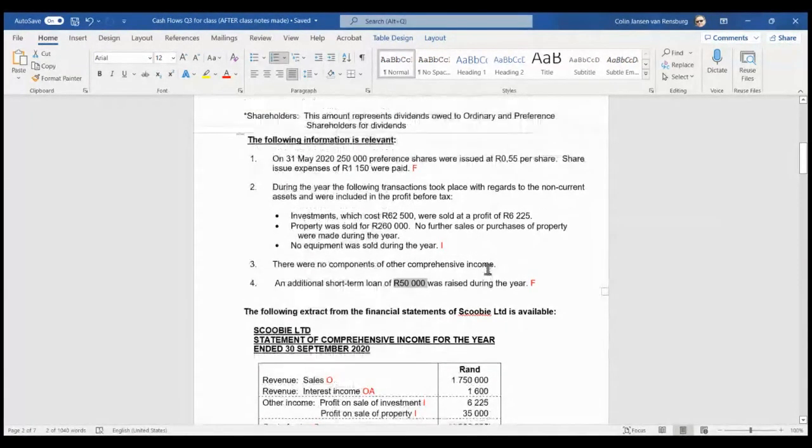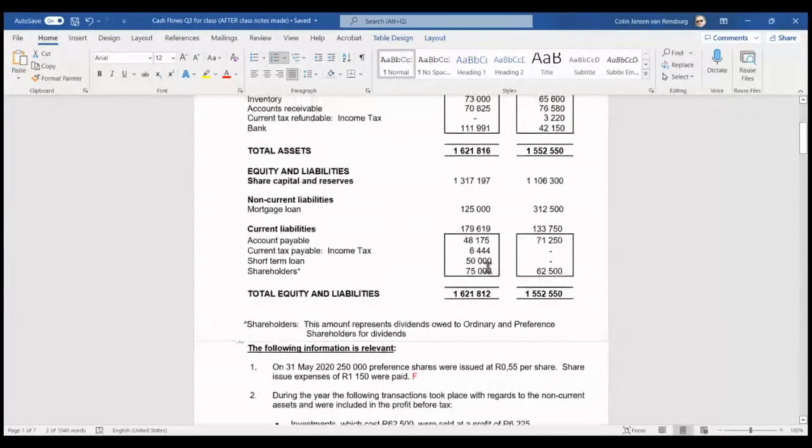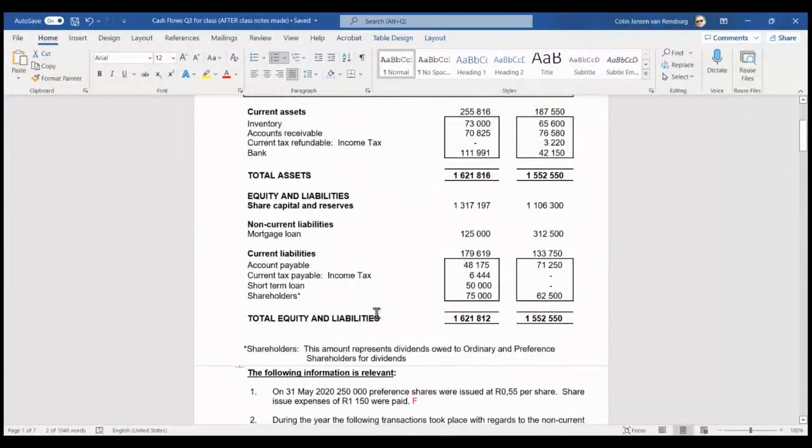So we must still go and have a look at our statement of financial position. This time we are going to look at our current liabilities, not non-current liabilities. So we see there appears the short-term loan. What was the balance at the beginning of the year? Zero. What is the balance at the end of the year? 50,000. Right. They've told us we took out an additional short-term loan of 50,000.